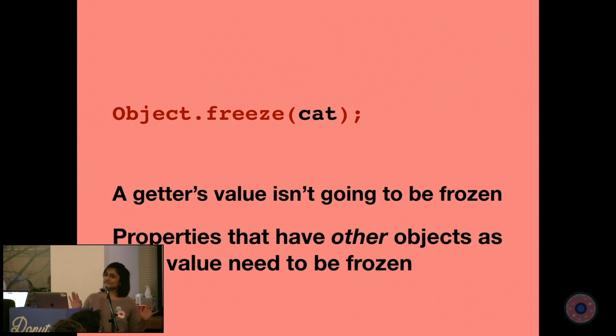The other thing is, I said earlier that you can assign an object as the value of a property on an object. If you do this, well, you better have a friend nearby to remind you that the object that is the value is not necessarily going to freeze when you freeze the main object. So something else to think about.